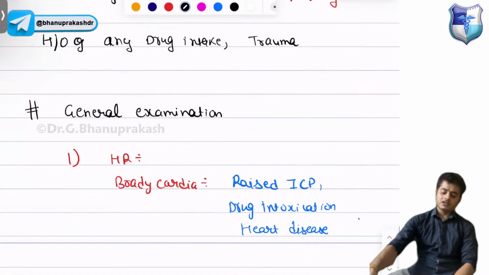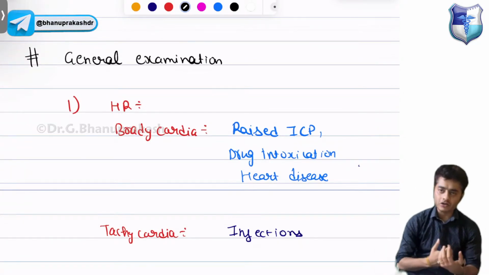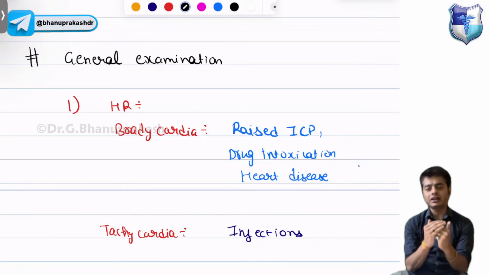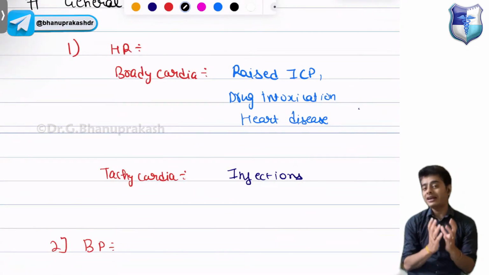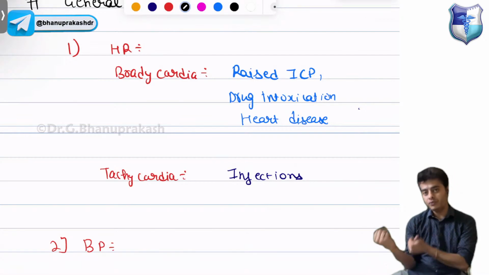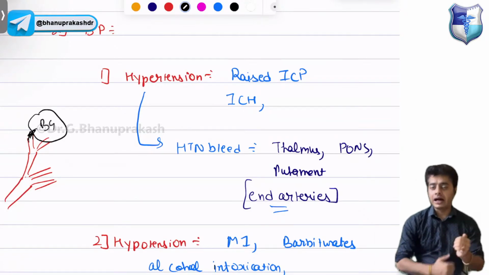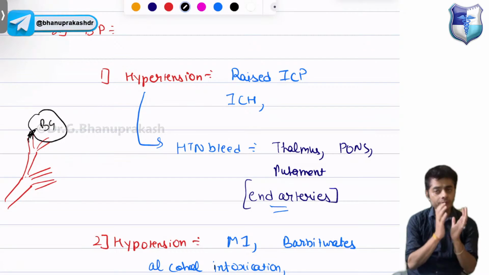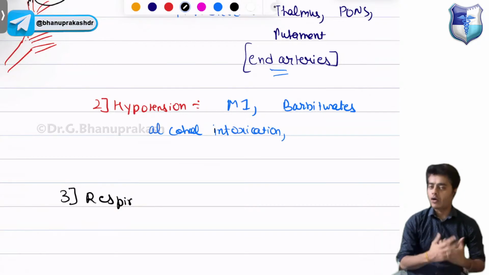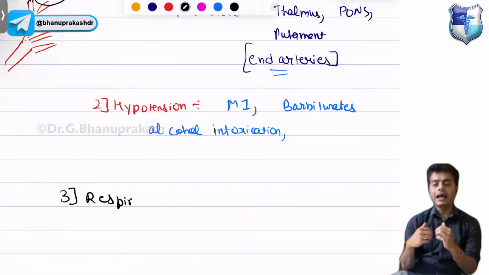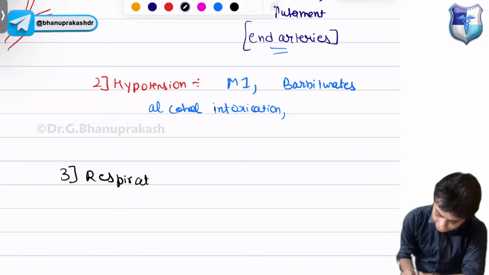Okay, Dheeraj. So, in general physical examination, first you will check his heart rate. If there is a bradycardia, then it can be due to a raised ICP, drug intoxication, or heart disease, because we all know that raised ICP presents as hypertension and bradycardia. Tachycardia generally happens in fever, so in cases like meningitis and encephalitis, where there is infection, the patient can have tachycardia. Then comes BP. It can be hypertension or hypotension. Hypertension is generally due to raised ICP or intracranial hemorrhage, and bleed generally happens in the thalamus, pons or putamen, because they have end arteries. Then comes your hypotension. It can be due to MI, barbiturates or alcohol intoxication. Okay, Dheeraj. Then comes your respiration.